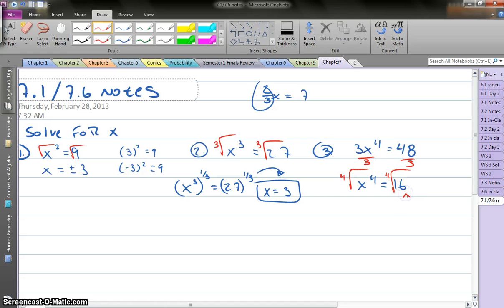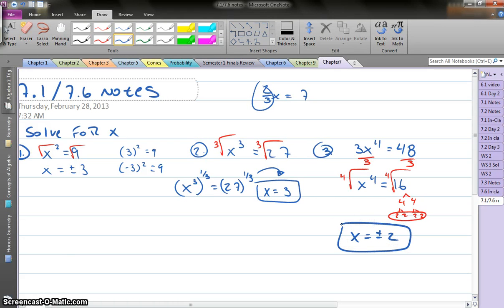And then when you break down 16, we get 4 and 4, 2 and 2, 2 and 2, and we have 4 of a kind. So you will be asked to simplify our roots. So what we did earlier in the chapter can't leave us. So now here my answer is x equals plus or minus 2.